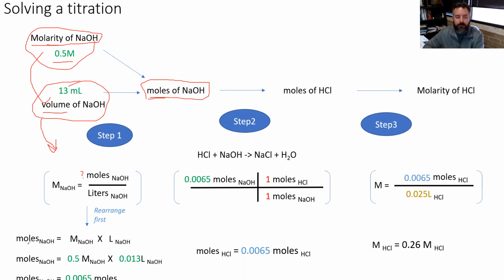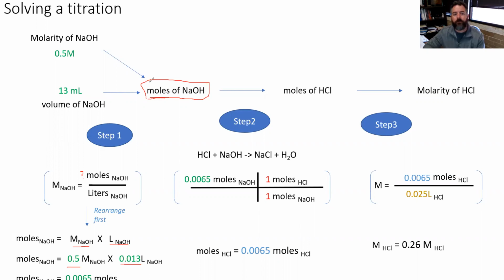When you rearrange this equation for moles, it's going to be molarity times your volume in liters. Okay, we have molarity and a volume. So if you plug those two numbers in, the 0.5 molarity and your volume in liters, you're going to get 0.0065 moles. So we have taken these two pieces of information and figured out how many moles of sodium hydroxide.